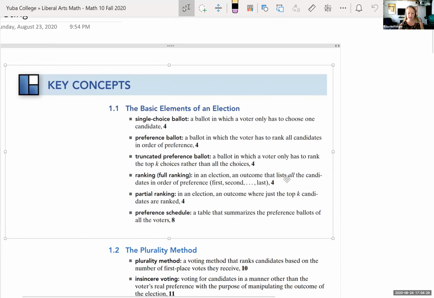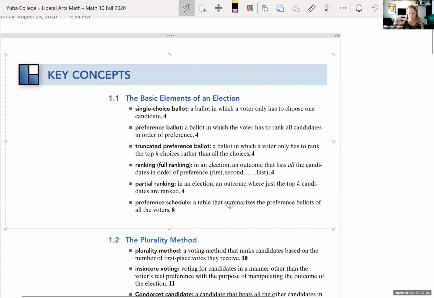So looking at a ballot, we could rank it. Partial ranking, so just looking at a ballot and then ranking the top K candidates. And then the preference schedule, so a table that summarizes the preference ballots of all the voters.